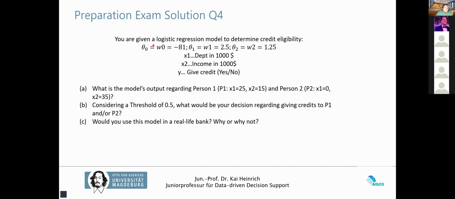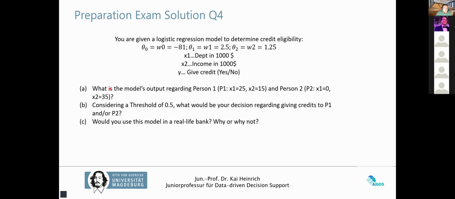So I give you parameter values, right? You're given a logistic regression model. Obviously the first thing you notice is that you are given an already trained model because you have the parameters here, right? Everything is cool. You don't need to train the model. Then you have the input variables, and you know what y is. You don't have the true value of y, you just know the nature of y, right? The nature is give credit, yes or no.